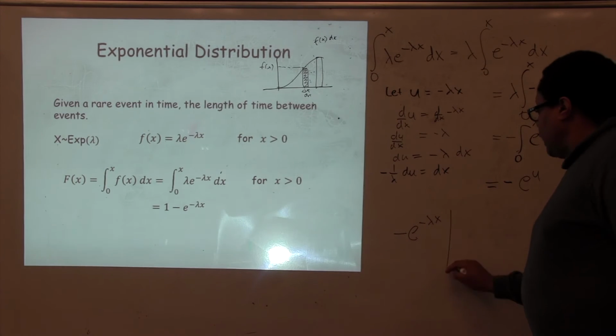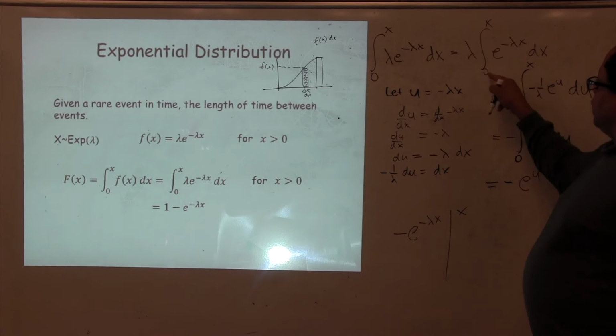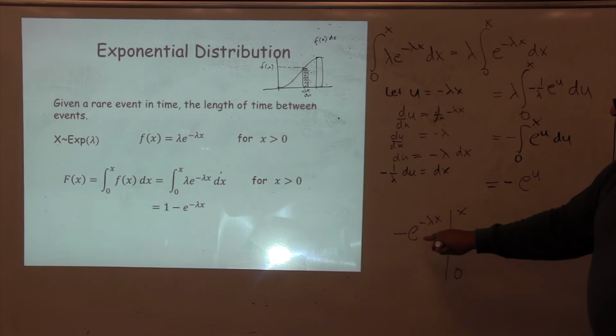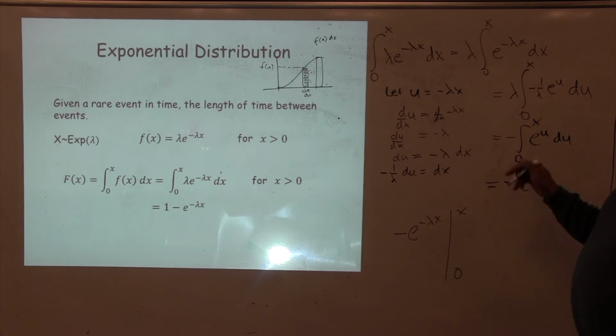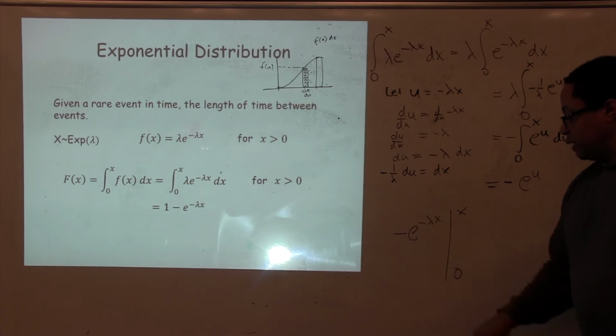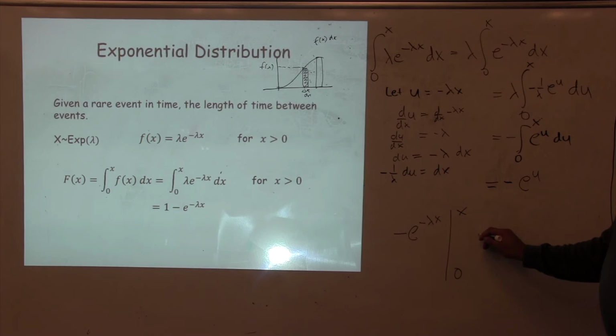That's our result, and we evaluate it at x at the upper bound and 0 at the lower bound. So we take this indefinite integral, which is the indefinite integral of this expression, and we evaluate at the upper bound x, and then we subtract from that the indefinite integral evaluated at the lower bound. Okay, so let's do that.